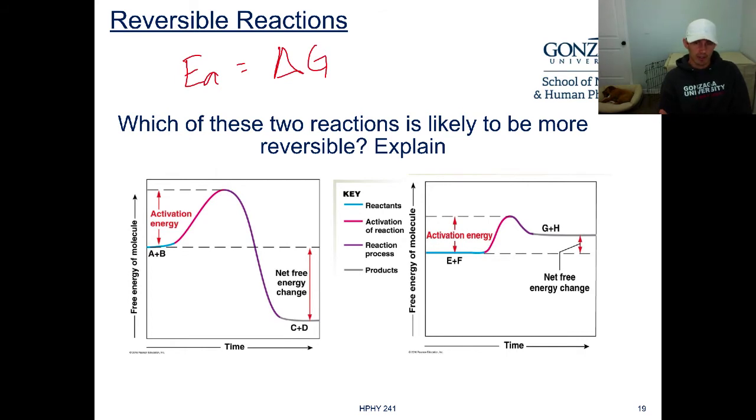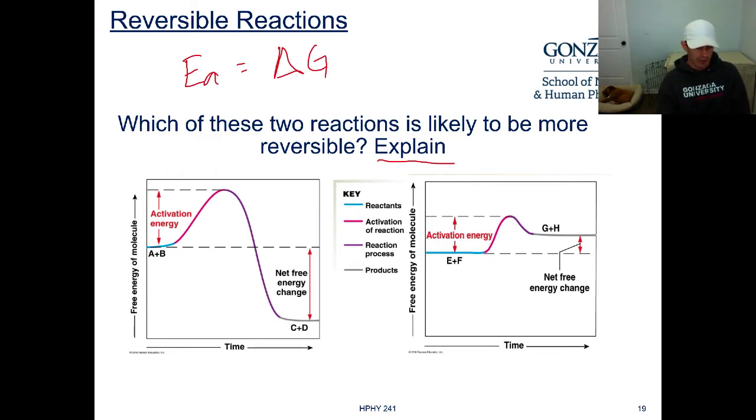The smaller the activation energy, the more likely is the smaller change in G. So, kind of bringing this all together, we've got those two reactions here, endergonic or exergonic. Which of these two reactions is likely to be more reversible? Why? And explain. Again, I'm not going to explain it here, so think about this. We can cover it in class.